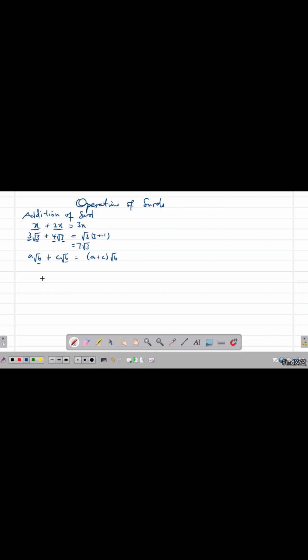So let's try some examples. Given 5 root 2 plus 7 root 2, what can we do? We can factor out the common term, which is the root 2. So we can do 5 plus 7 of root 2, and what is 5 plus 7? That is 12 root 2.